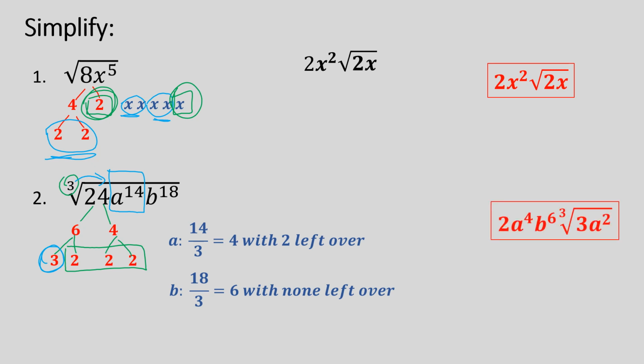So when we write it out, we have a 2 on the outside because there's 3 of them. We have 4 groups of 3A's, so A to the 4th. 6 groups of 3B's, B to the 6th. But on the inside, there's still a few things left over. So you have the cube root of 3A squared.